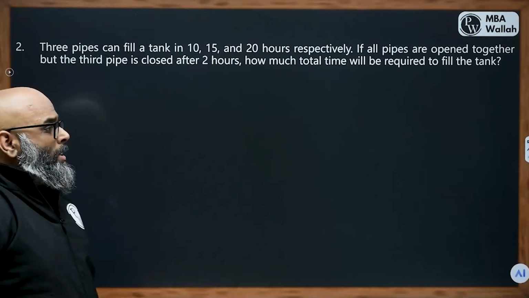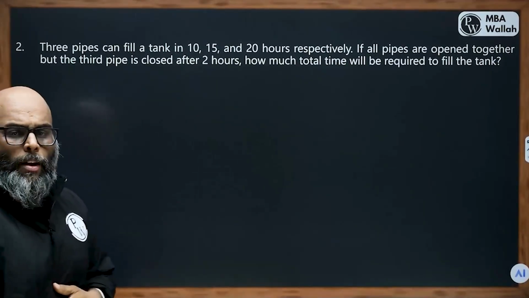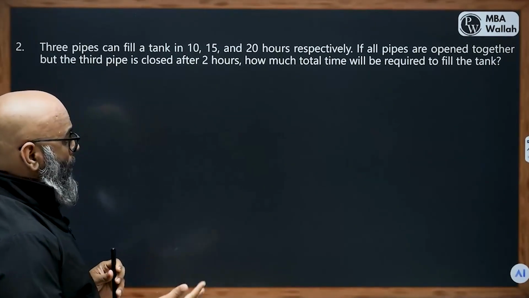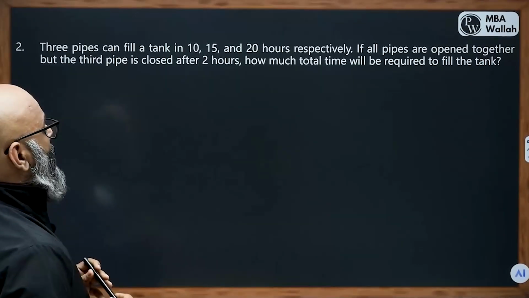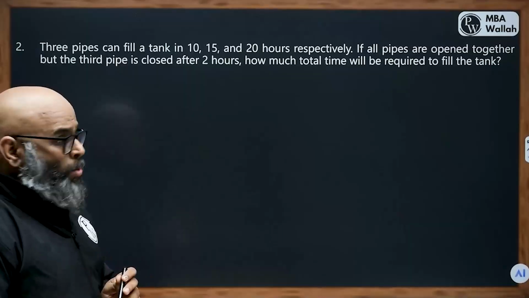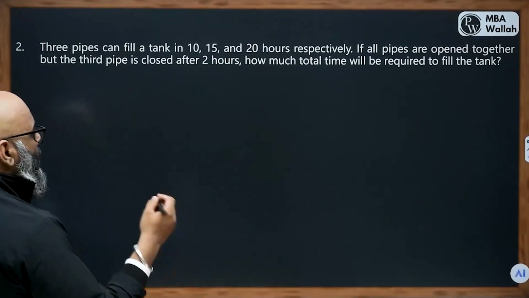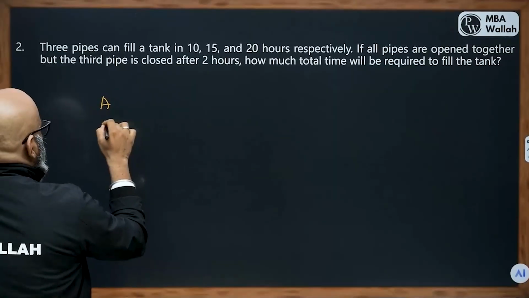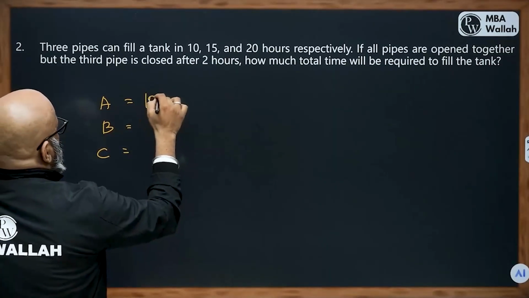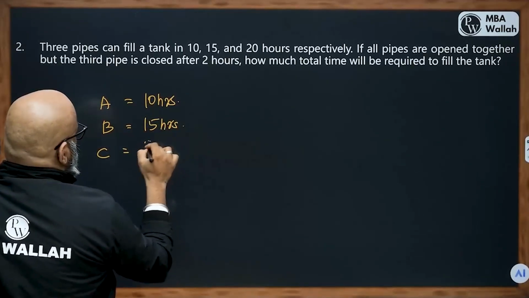Let's have a look at the second question. I'll give you a second to look at it. Right. 3 pipes can fill a tank in 10, 15 and 20 hours respectively. All the pipes are open together, but the third pipe is closed after 2 hours. How much total time will be required to fill the tank? So we are looking at 3 pipes. Let me call it A, B, C. 10 hours, 15 hours and then 20 hours.